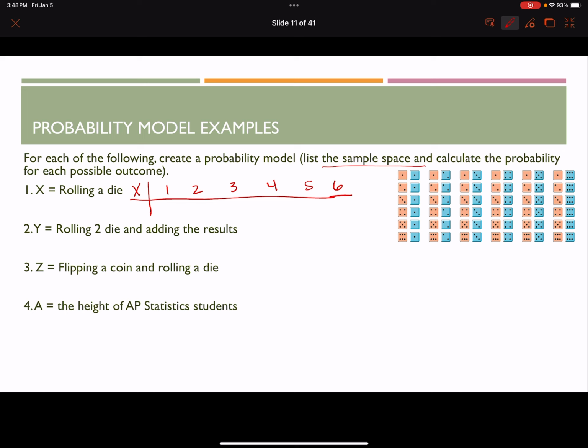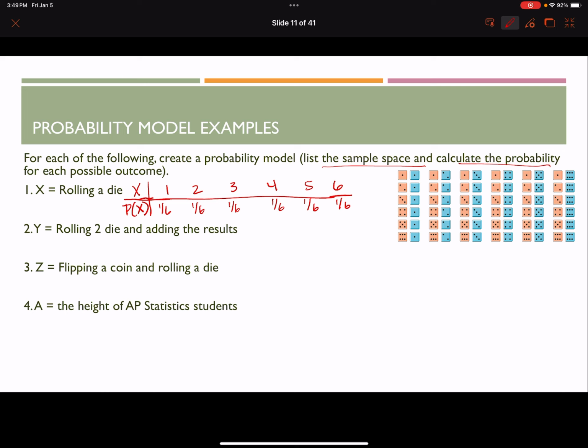And now I need to calculate the probability of each possible outcome. So on the table, I'm going to list X. Those are the outcomes when I roll the die. And then now I'm going to calculate the probability of each X. The probability of rolling a die and getting a 1 is 1 out of 6. Getting a 2, 1 out of 6. And each of these are all the same, right? So we're starting off with a pretty easy one, right? Okay, so that table is a probability model.